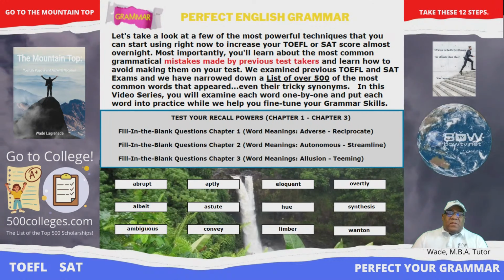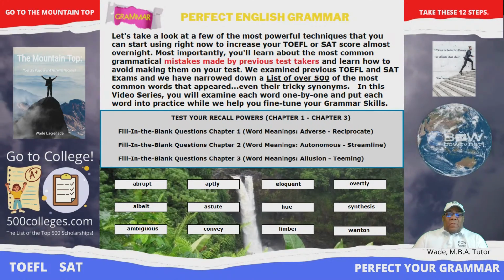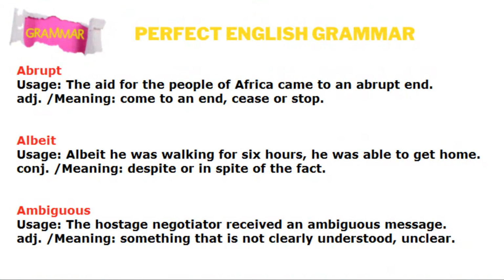So if we look at today's set of vocabulary, we can see here abrupt is the first word. Usage: the aid for the people of Africa came to an abrupt end. Adjective meaning come to an end, cease, and stop. And as always, we are focused on synonyms with this series. So a synonym for abrupt could be sudden, with an adjective quick, adverb abruptly, and a noun abruptness. We're going to be taking a very close look, as always, with each chapter, at how we can associate the word with its synonym.